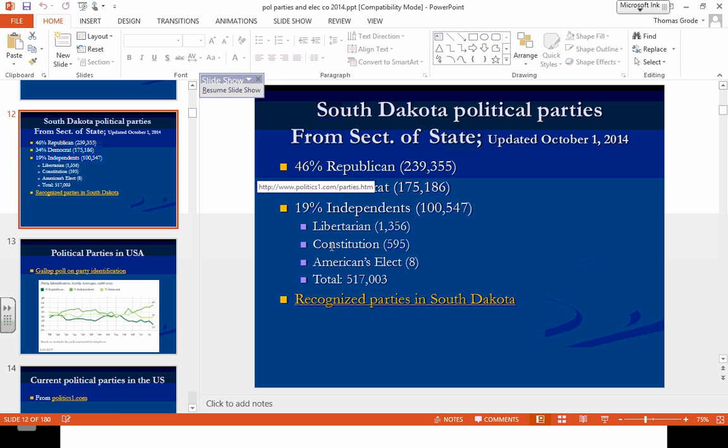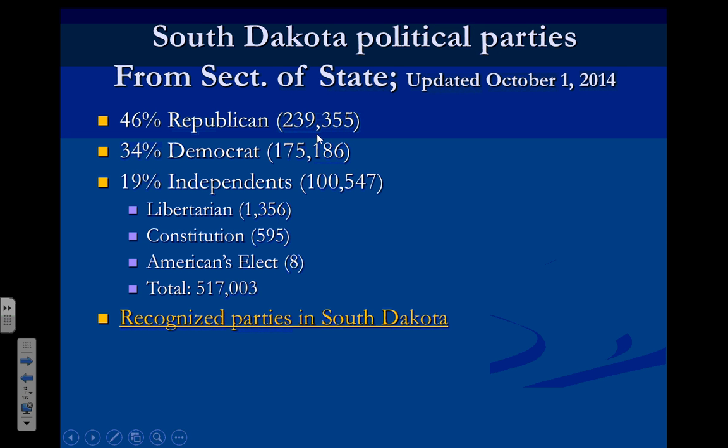How many registered voters do we have in South Dakota? Now, I'll update this one again this spring, but the numbers aren't going to change much. 46% of South Dakotans say they're Republican, but what does that mean? Well, that means 239,000 registered Republicans, 175,000 registered Democrats. The next biggest is independents, people who are registered to vote but have not chosen a party. There's 100,000 there. The Libertarian is our third biggest party in the state, but they only have 1,300 registered Libertarians in the state. So they're the third biggest, but they're not anywhere in the ballpark of these others.